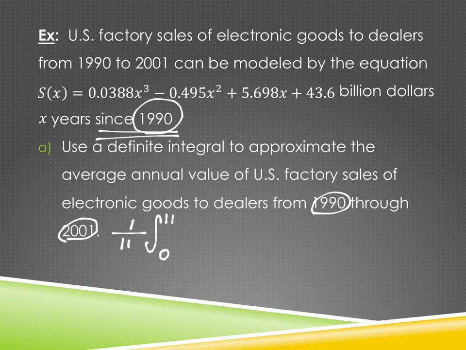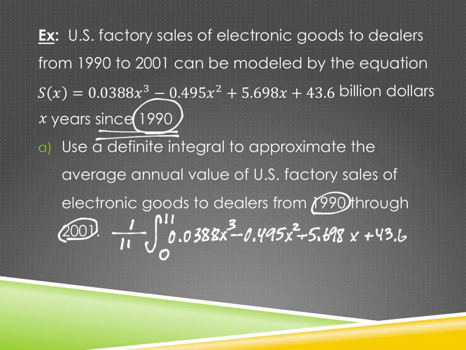My function itself goes here next. It's a doozy. I'm going to use it from over here because I can't keep scrolling in and out. So it's 0.0388x cubed minus 0.495x squared plus 5.698x plus 43.6 dx. That's what we're calculating.